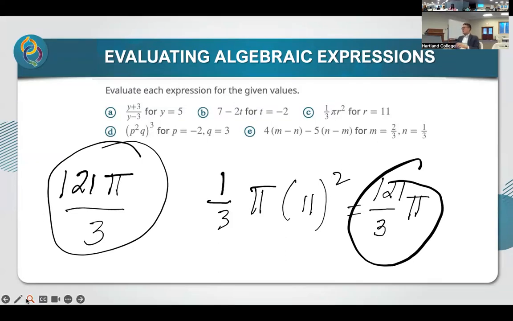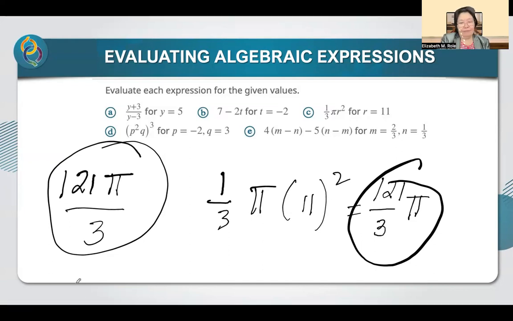Does that always apply when we're using pi or no? Not really, especially when we solve some problems later on. Sometimes I would ask you to substitute the value of pi, maybe I would let pi be 3.14, or I want pi to be 3.1416. But for the moment, let pi remain as it is. So 121 pi over 3 is already a constant because we know that pi is a number. Why don't we try letter D? P squared Q cubed.